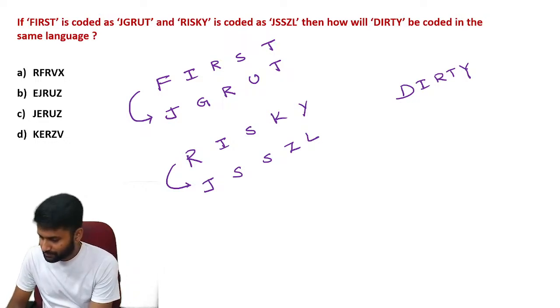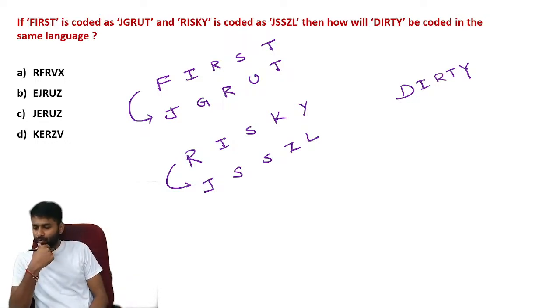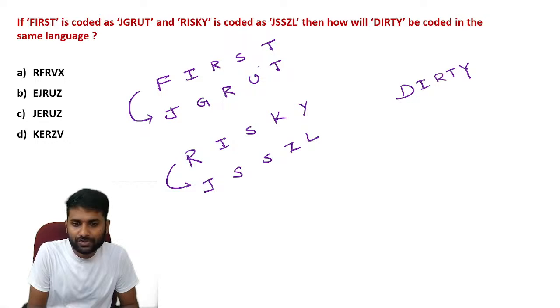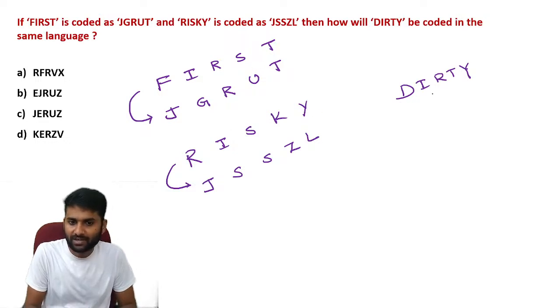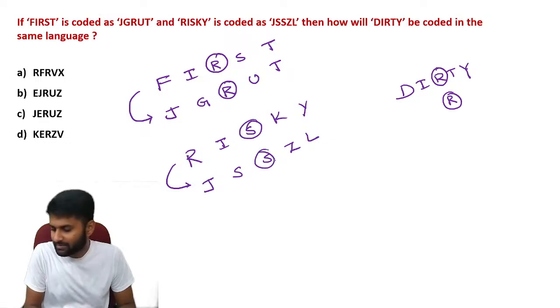According to the question, try to answer this question. So how is dirty coded in the same code language? Guys, if you observe, all of them are five letter codes. See, first, risky, or dirty. Again, if you observe, the center position remains the same. It is not changing with any new alphabet, but the remaining ones change.